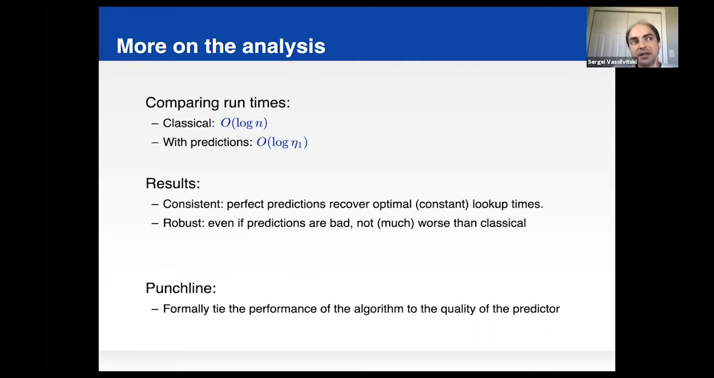So the punchline of all of this is that we're tying the performance of the algorithm, here the running time, but we can go in other directions as well, to the quality of the prediction that you have. The more predictable the input, or the better the machine learning system that you can come up with, the more it improves the overall performance of what we're trying to do in algorithms 101.